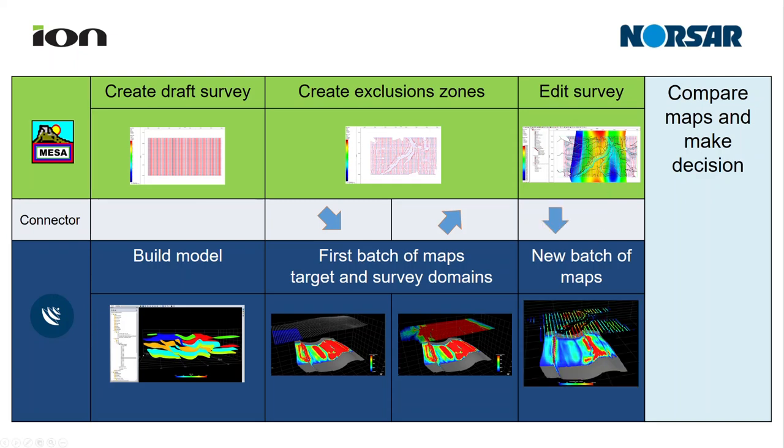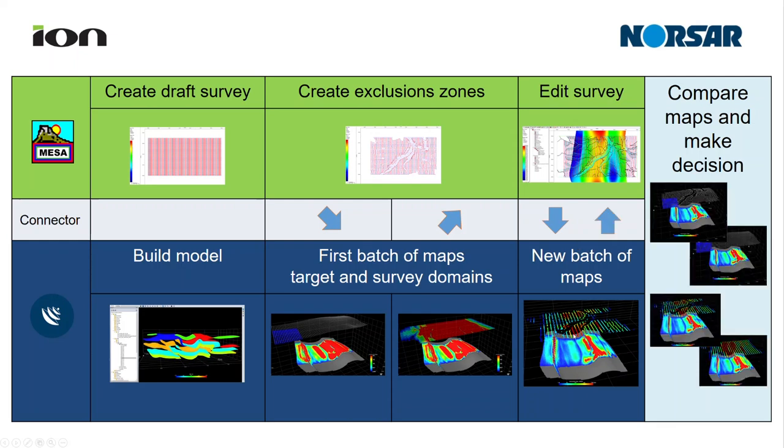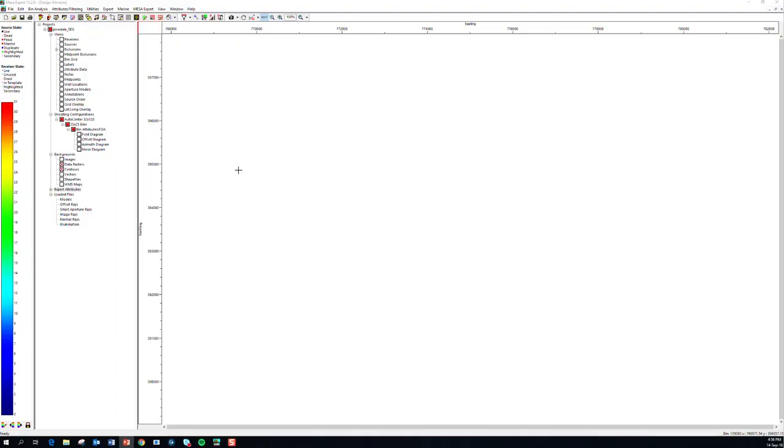With the new survey edited, we use the connector again to send the new edited survey back to NORSAR in order to rerun the illumination workflows, so we can in the end make a comparison of the results between the edited survey and what's the impact on illumination with regard to the original survey. This comparison can be done either in NORSAR-3D or in MESA. Let's take a look at how this workflow works.